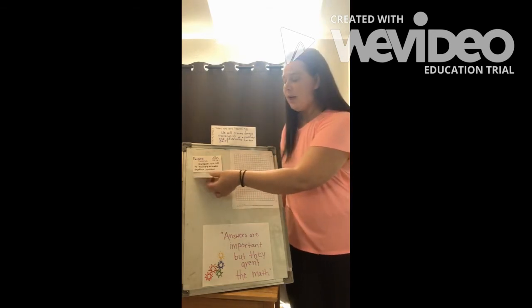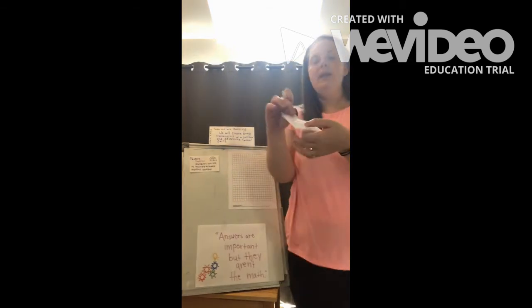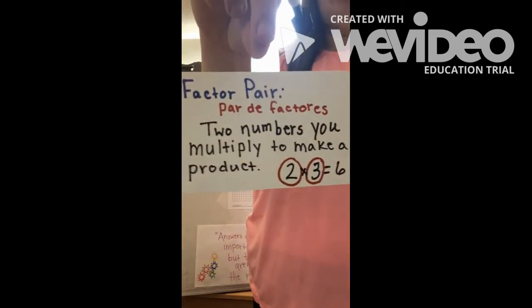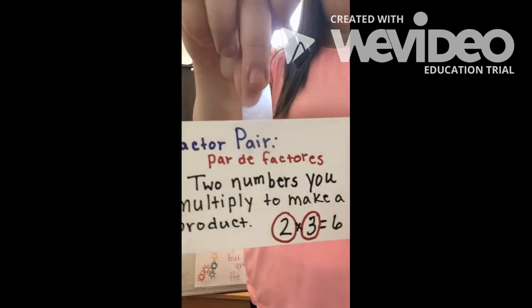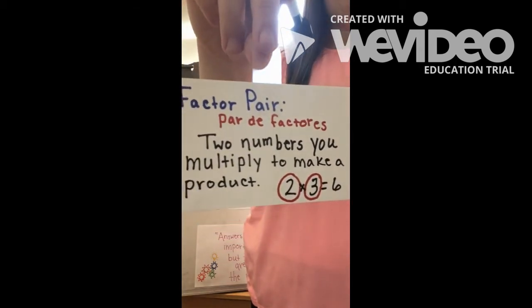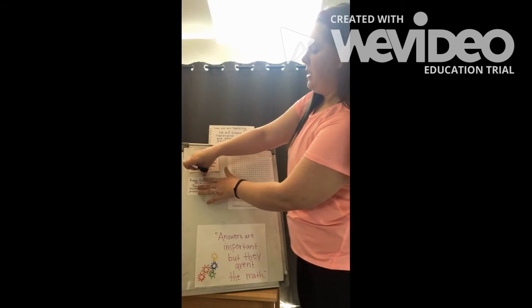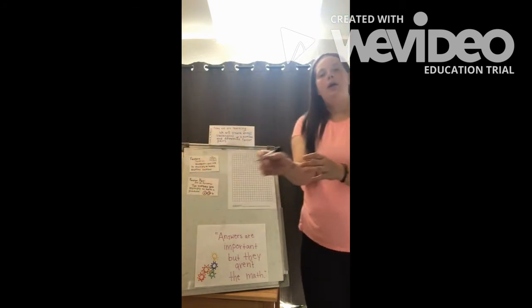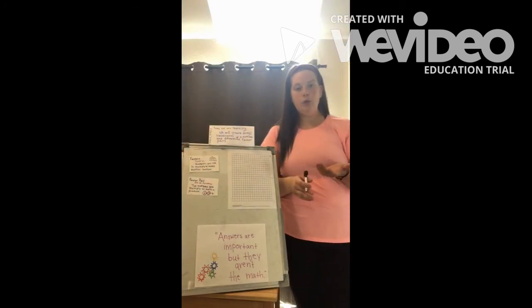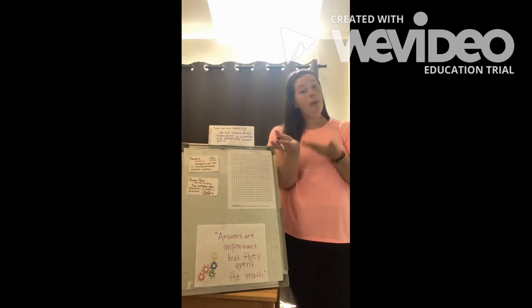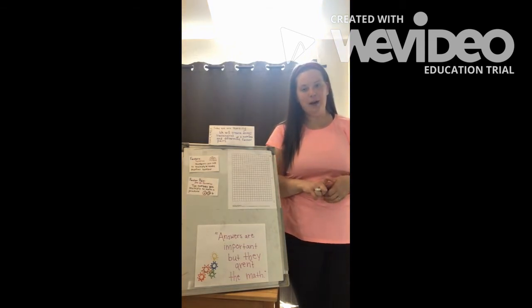Our second vocabulary today is factor pairs. Factor pairs are two numbers you multiply to make a product. So pretty similar to the word factors, but a factor pair is two numbers that together will make the number. Kind of like our part wholes we've talked about before.